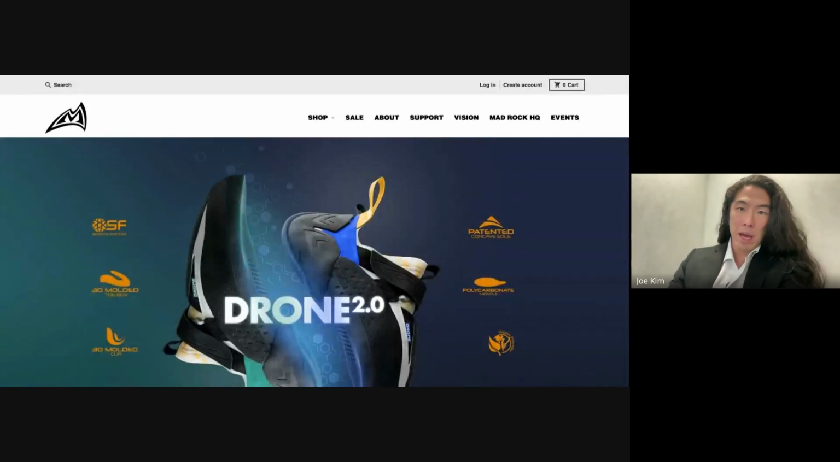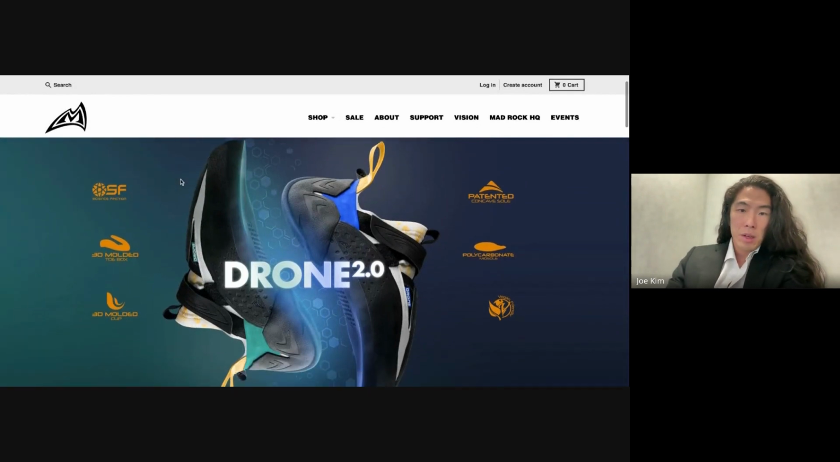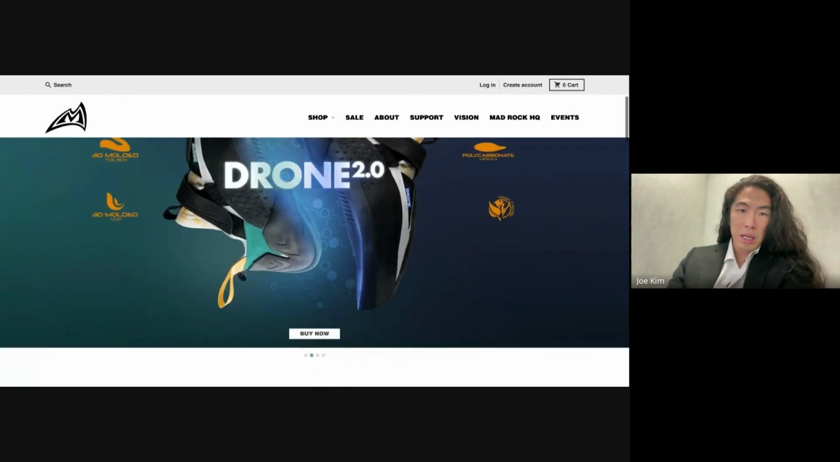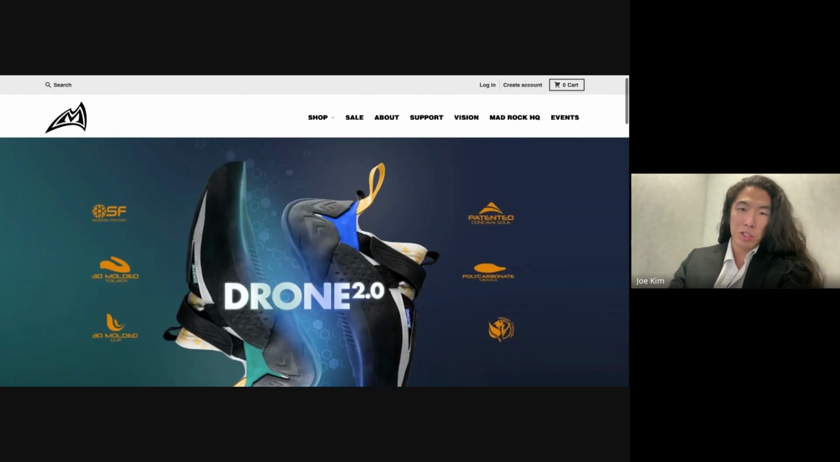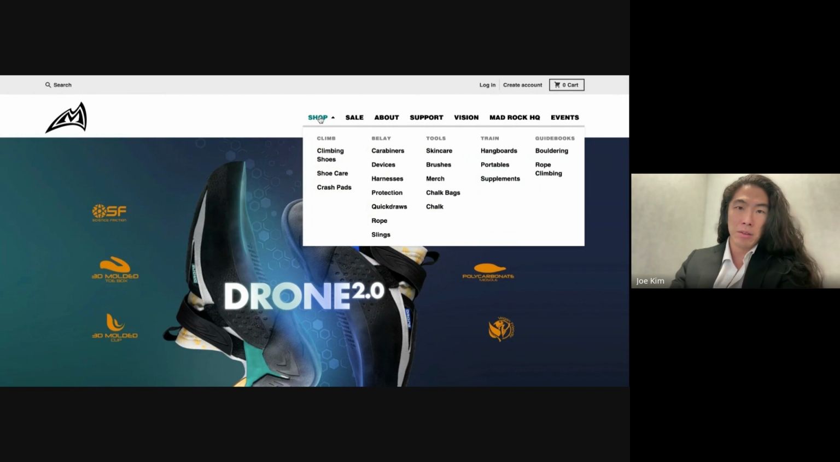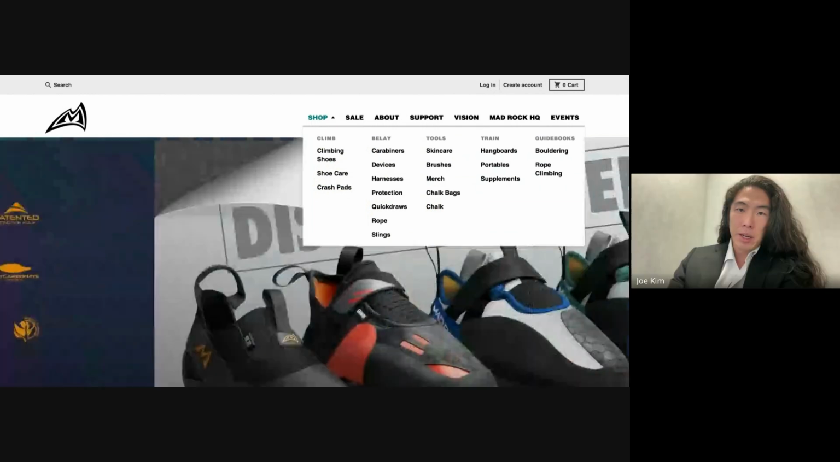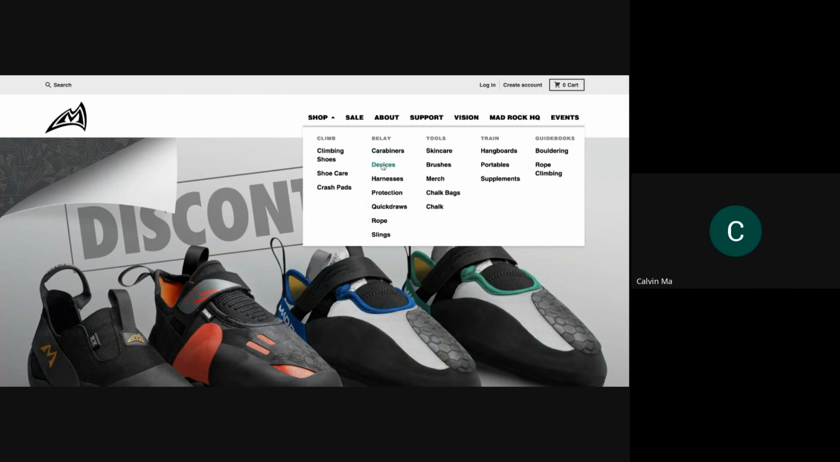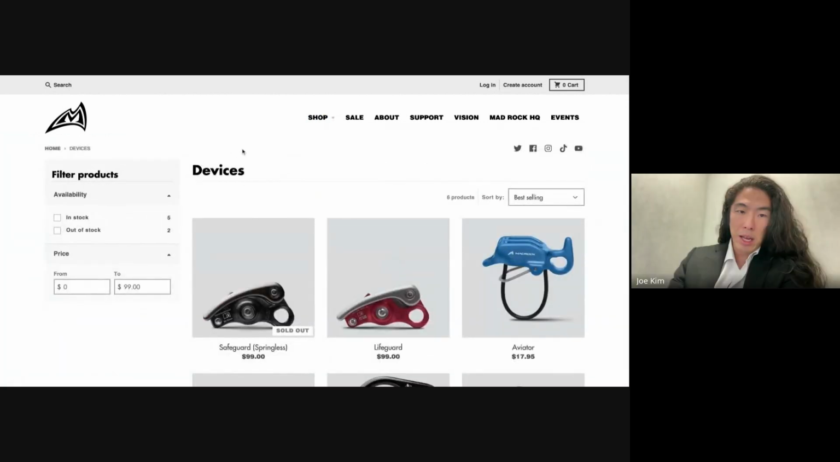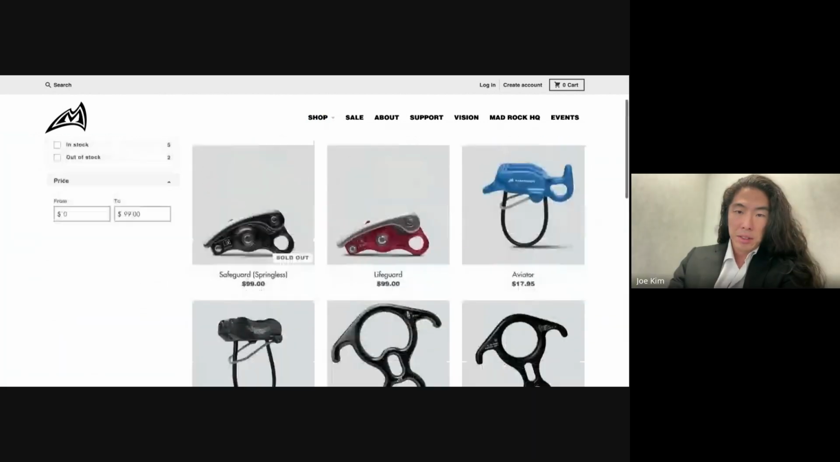So this is the Madrock website. Based on what I know about the brand, their key products are just climbing shoes. Isn't that correct, Calvin? Yeah, that's correct. Right. And then the pads as well. Right. And they do have belay.